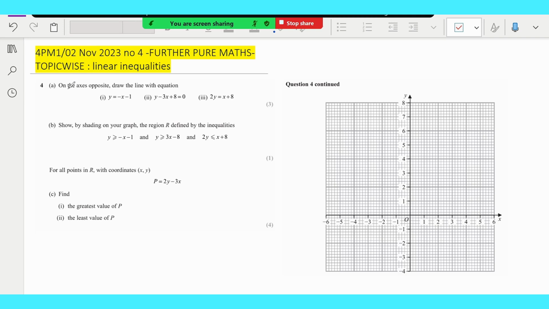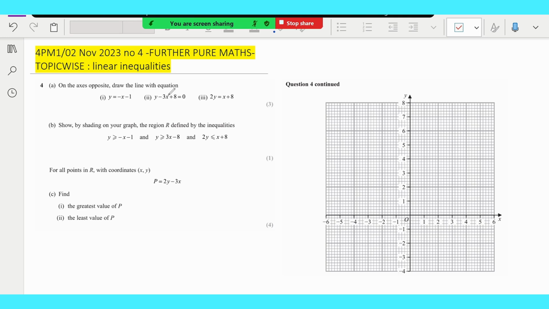Hi guys, today we are going to discuss Further Pure Mathematics Paper 2 from November 2023, topic-wise linear inequalities. It is for number 4 from the past paper 4PM1/02. For part A, on the axes opposite, draw the line with equation y equals negative x minus 1.